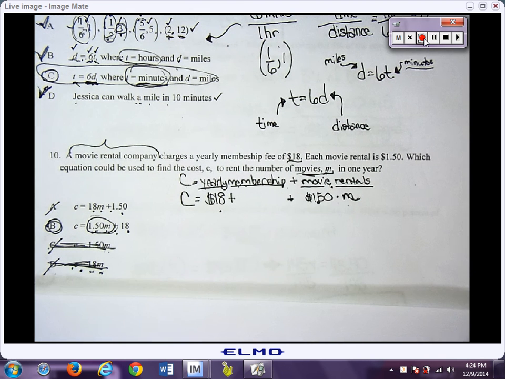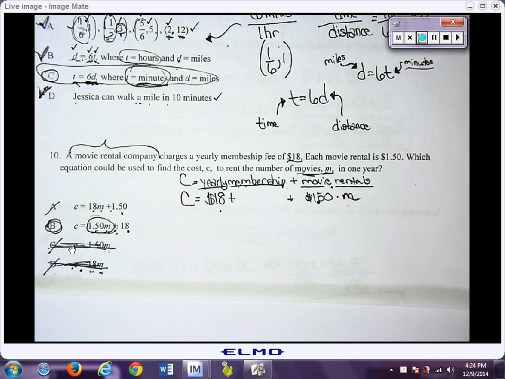So how much would you pay for the whole year? Well, the total cost depends on how much your membership is plus how much your movie rentals are. We know the membership is $18 and the movie rentals is $1.50 per movie. Looking at our choices here, D said the cost was 18 times M. That means $18 a movie. That's a little expensive to rent a movie. And plus it doesn't even bring in the $1.50 that we're charged, so this is not right.